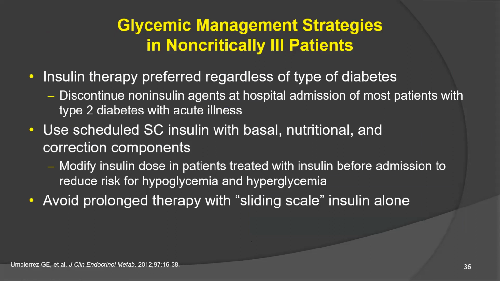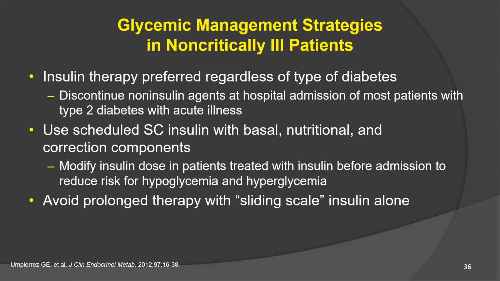Glycemic management strategies in non-critically ill patients. Insulin therapy is preferred regardless of the type of diabetes. Discontinue non-insulin agents at hospital admission of most patients with type 2 diabetes with acute illness. Use scheduled sub-Q insulin with basal, nutritional, and correction components. So basal is for the long-acting, nutritional is the bolus dose, and the correction component usually comes from the sliding scale.